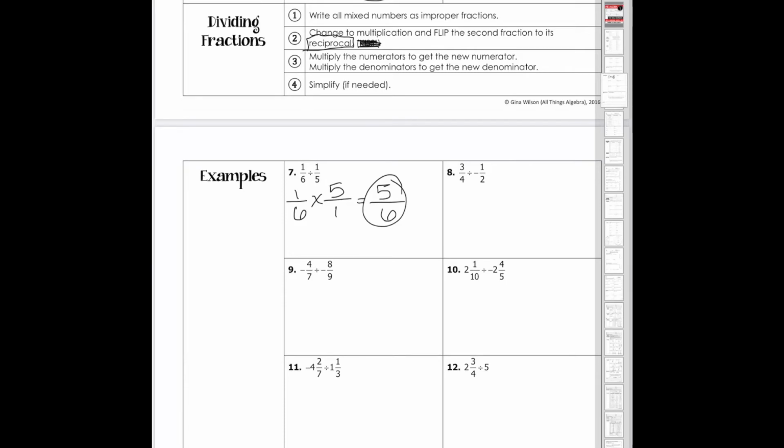We've got 3/4 divided by -1/2. So I'm going to write 3/4. The division sign changes to a multiplication sign, and the negative 1/2 changes to its reciprocal, which is negative 2/1. So now I take a look and see if I can simplify anything. I can't really in like the regular fractions, but I can diagonally. So this becomes 1 and this becomes 2 because I simplify by 2. And now I get negative 3 halves.